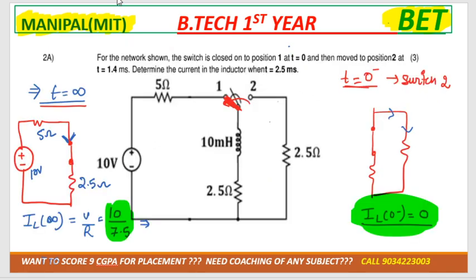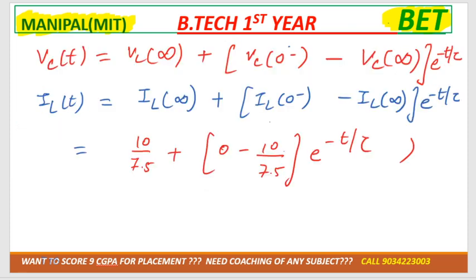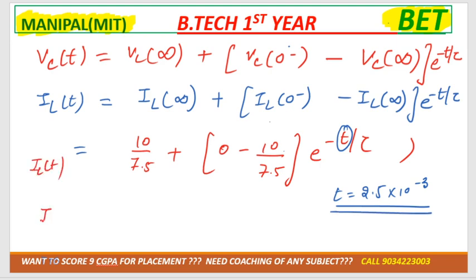Now see, read the question what they are asking. First they have asked the current. Now they have asked the current in the inductor at the time they have provided, 2.5 millisecond. So we can put the value of time over here, that is 2.5 millisecond means 2.5 into 10 raised to power minus 3. Then after that we'll get the IL of t value.